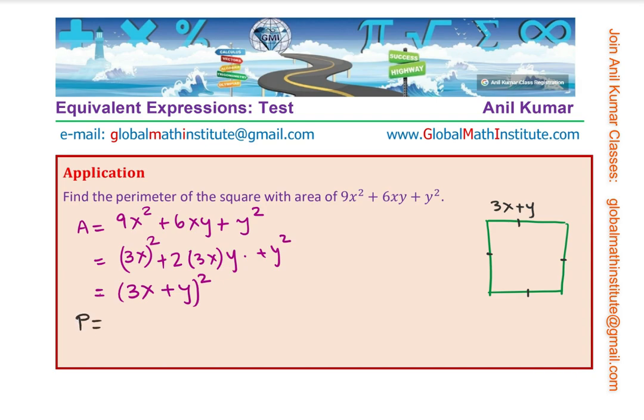Perimeter is the sum of all the sides, or you can say 4 times each side, which is 3x plus y. So open this bracket, you get 12x plus 4y. So that is how you can find the perimeter. So that becomes your answer for the question. Make sense? Correct? I hope you are there with me in this regard.